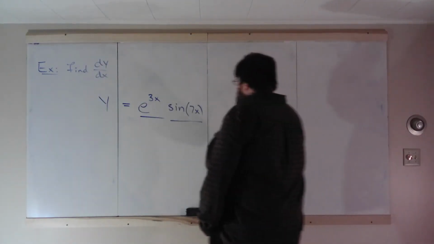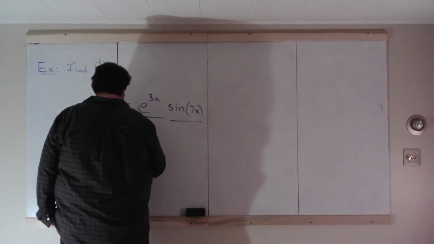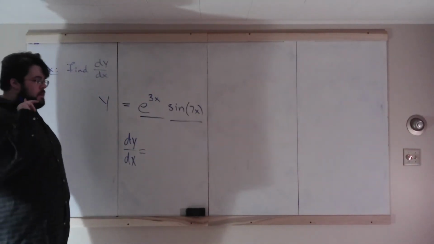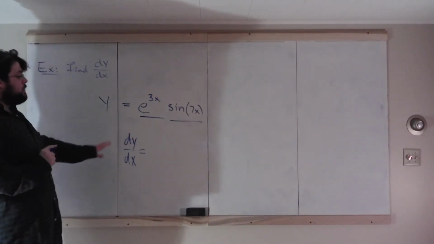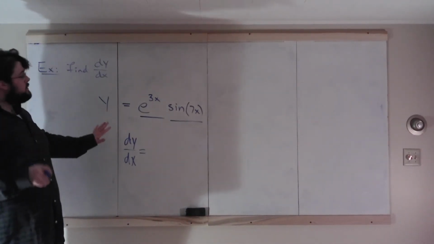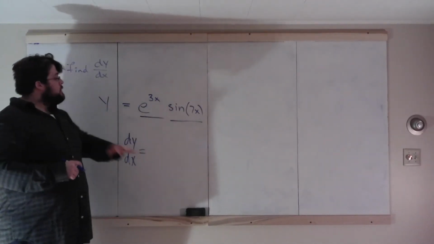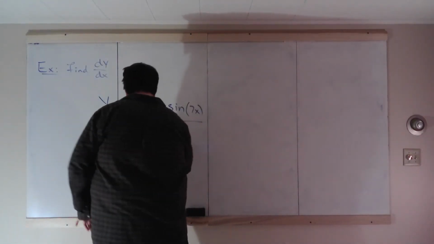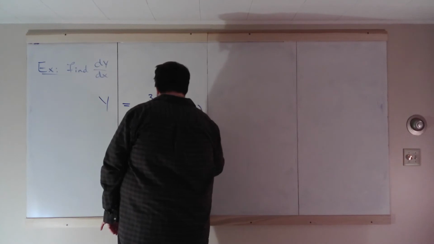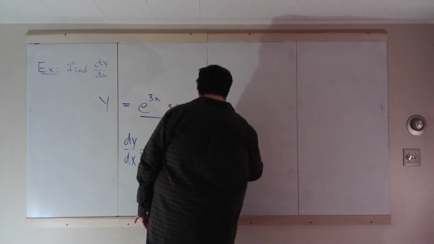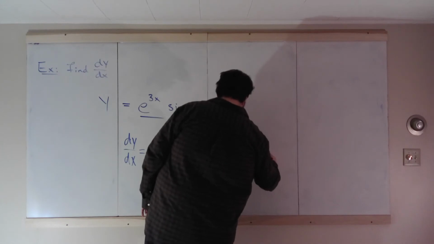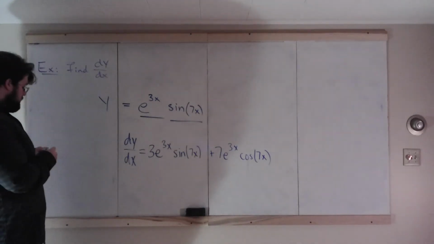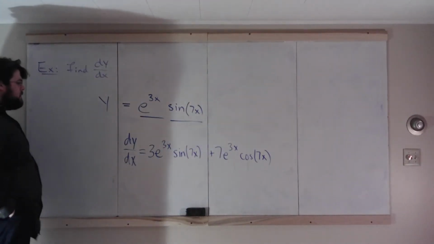What's the derivative? I'm going to do this in one step, but you know it's a product rule. I would recommend trying this before looking at my answer. So see what you get and compare it to this answer. e to the 3x sine 7x plus 7 e to the 3x cosine 7x. Where did that come from?